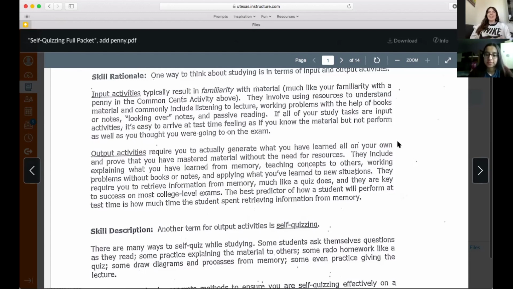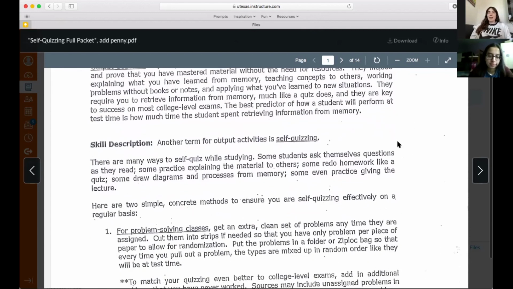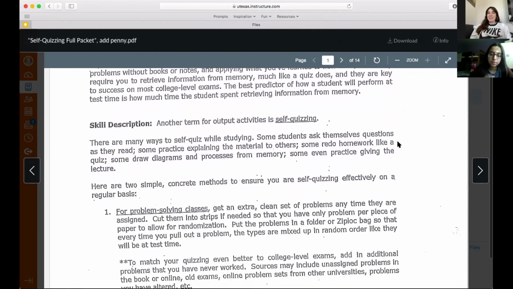Now let's say that you are asking yourself questions as you look through the slides. That would definitely be output because you're quizzing yourself, right? Exactly. So long as you don't know the answer or the answer isn't right there, then yeah, that would totally be an output activity. Great. So another term for output activities is self-quizzing, like we've seen, and there are many different ways to self-quiz.